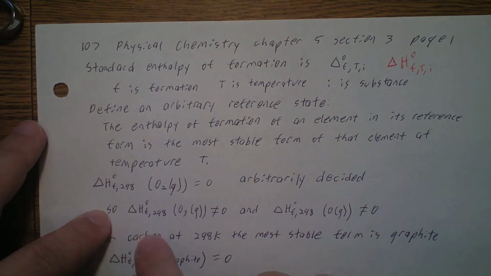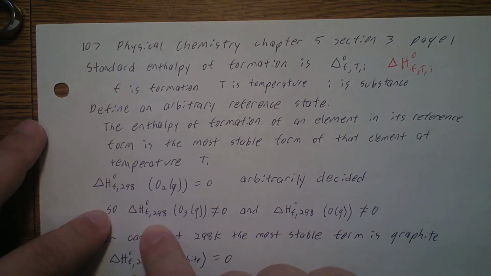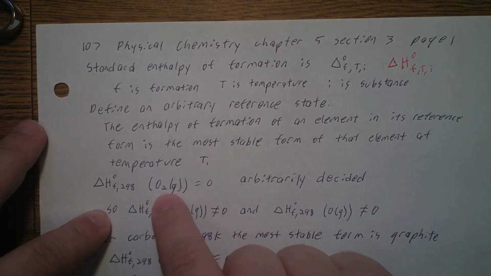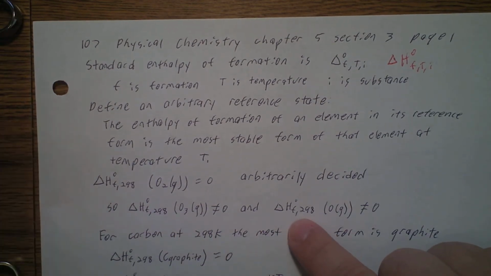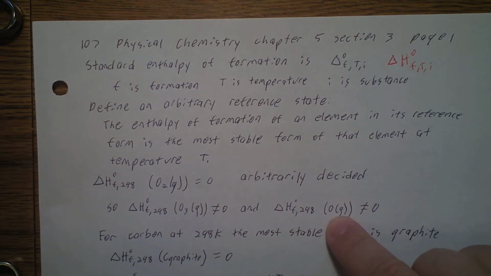So what that means is the standard enthalpy of formation at 298 kelvins for ozone gas is not equal to 0, because we used the stable form as the reference, so the less stable form is not going to be the same. Likewise, the standard enthalpy of formation of just pure O gas is not going to be equal to 0.